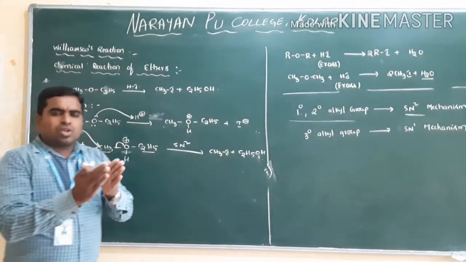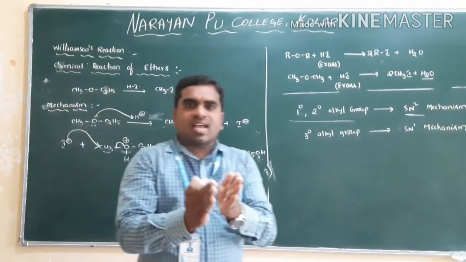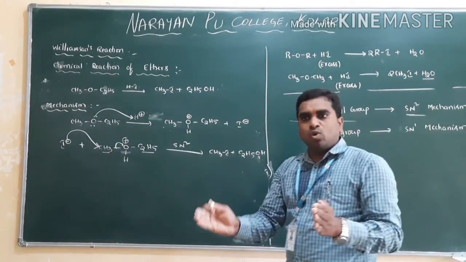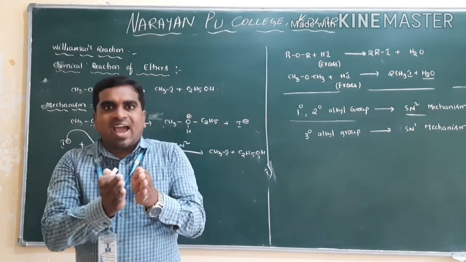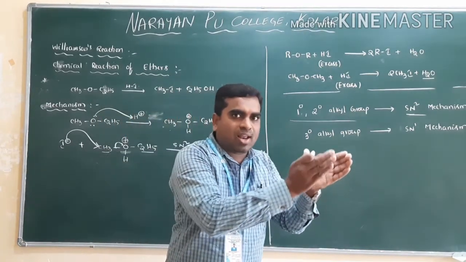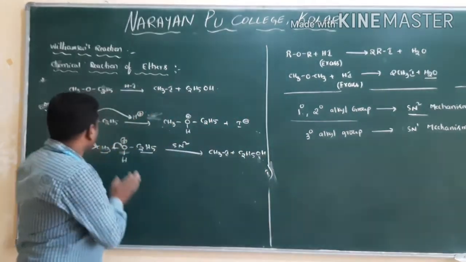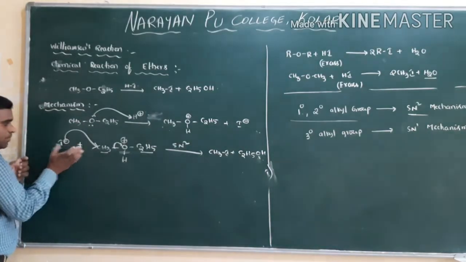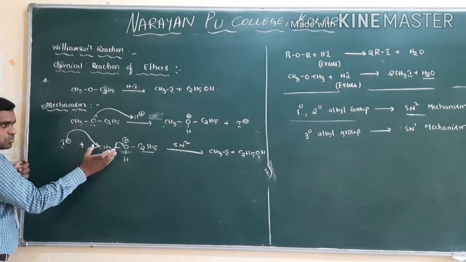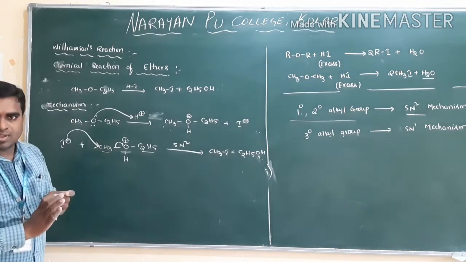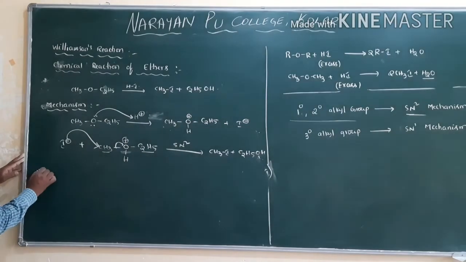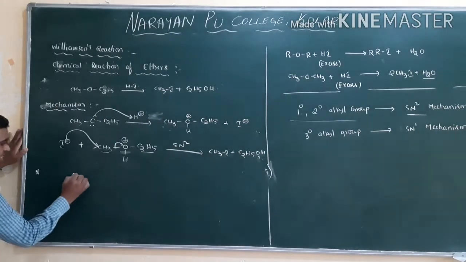Remember, whenever the ether has a primary alkyl group and a secondary alkyl group, you will always get the alkyl halide with the smaller alkyl group only. See here, CH3 and C2H5. CH3 is the smaller group, so the alkyl iodide will be formed from the smaller group only.